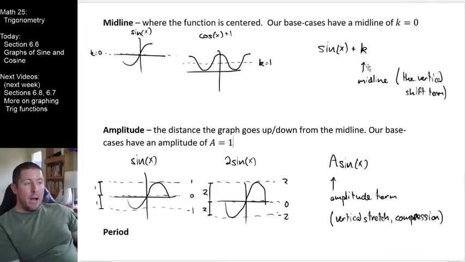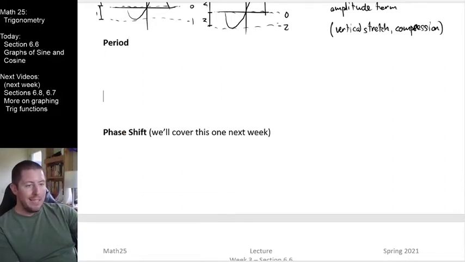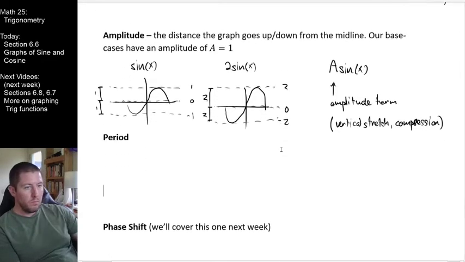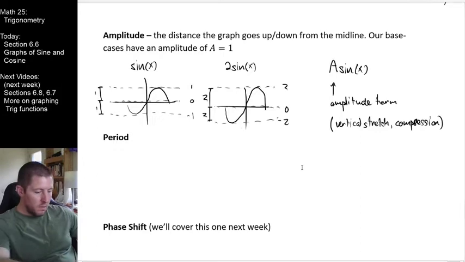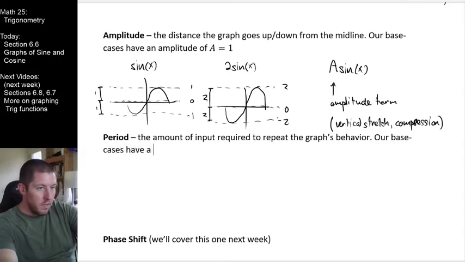So these were the two adjustments outside of the trig function, adding outside and multiplying outside. Our next two adjustments are adding inside and multiplying inside. That's our period. We saw that to adjust the period, we multiplied inside of the function. Base case, this is a period of 2 pi.